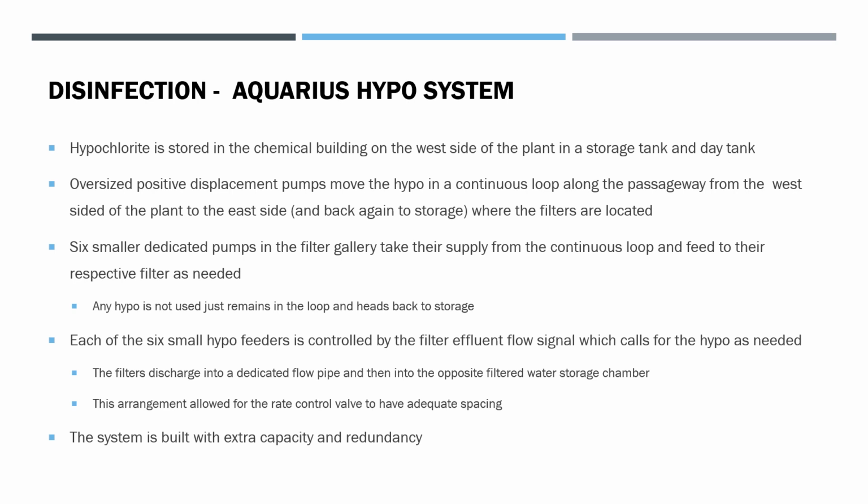So any hypo that is not used, of course, remains in the loop and just keeps circulating. So there's always a supply of hypochlorite coming to the filters. Now, each of those 6 small hypo pumps is controlled by the filter effluent flow signal, which we showed you in the previous slide, and calls for the hypo as needed. The filters discharge into the dedicated flow pipe and then into the opposite filtered water storage chamber, as we showed you. This allows you to control the rate of flow of the hypo using a valve and a pump arrangement. Very precise control of the hypochlorite feed. All the operator needs to do is build in the dosage that he or she wants and the strength of the chemical.